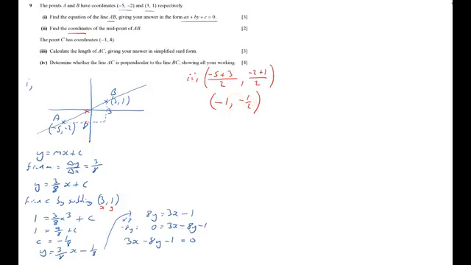Part 3, I'm going to change my colour to green. Point C has coordinates minus 3, 4, so I'm going to put it on. Minus 3 is about here, and then up to 4, probably something like that. C, which is minus 3, 4. And I've got to calculate the length of AC. I've got to find that length there.